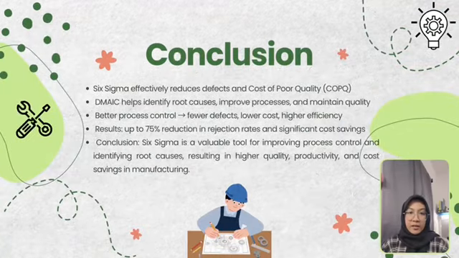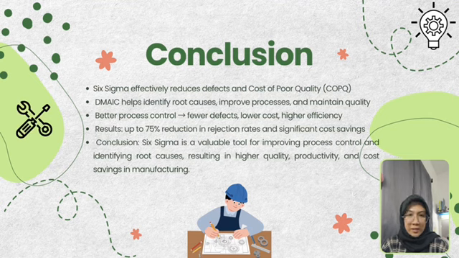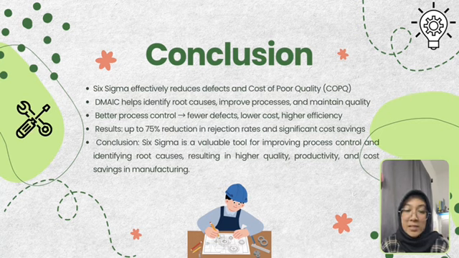As highlighted in the conclusion, the implementation of Six Sigma not only reduces rejection rates significantly by up to 75%, but also enhances efficiency, lowers operational costs, and increases overall productivity. Therefore, Six Sigma is a powerful and valuable methodology for achieving sustainable quality improvement and operational excellence in manufacturing.